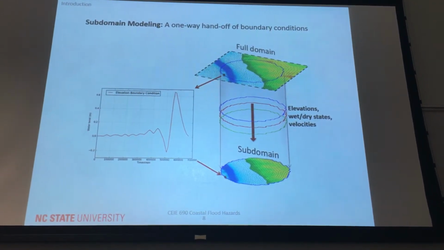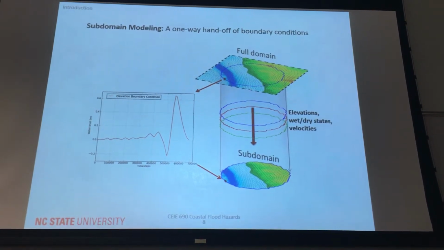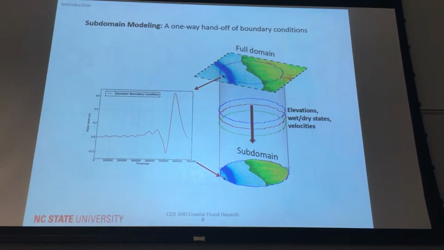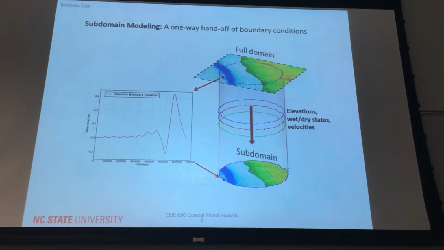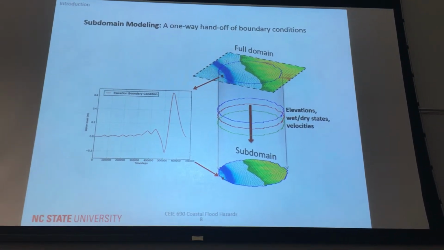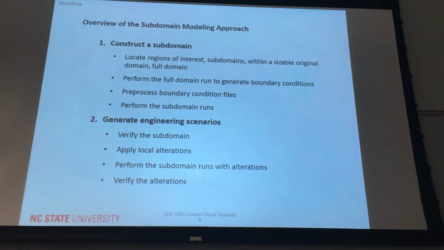Okay, this is just really a slide that tells you that this is a one-way handoff. You run the full domain, record the boundary conditions at the nodes you want, and you're done with it. You don't really need to use the full domain anymore. You can just mess with the subdomain as many times as you want.